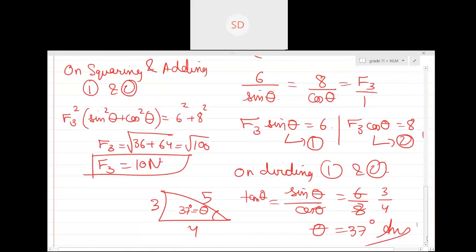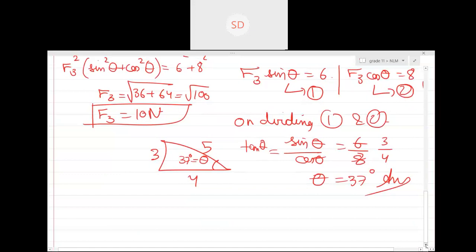So this is how you do it with Lami's theorem. It's not necessary to use Lami's theorem as well, because after some time you will be understanding something called a free body diagram. Once you know how to draw a free body diagram, then you don't need to remember Lami's theorem and all. We'll solve it by a normal method, the free body diagram. Is this clear? So these type of questions are pretty much common.